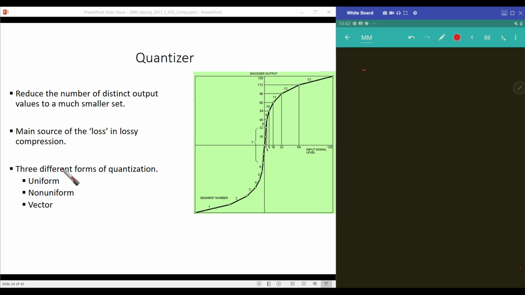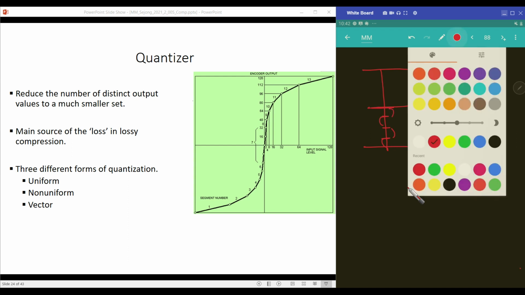Uniform quantization is something like this. Let's say in this range, from 0 volt to 0.5 volt, we will divide the range into 4 different levels. This is 1, 2, 3, 4.